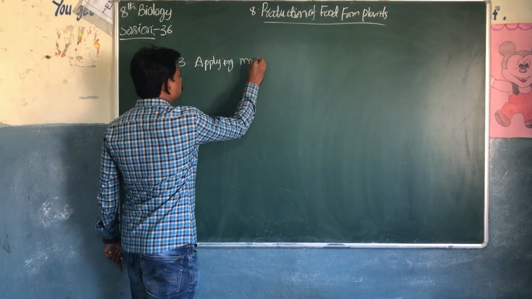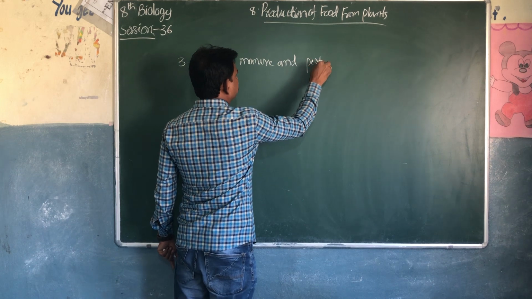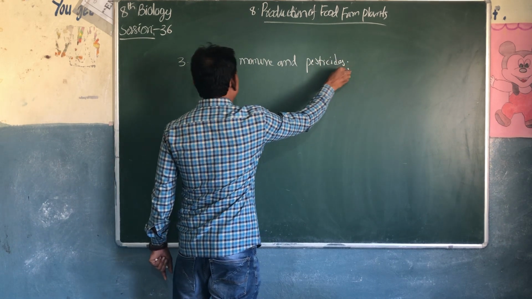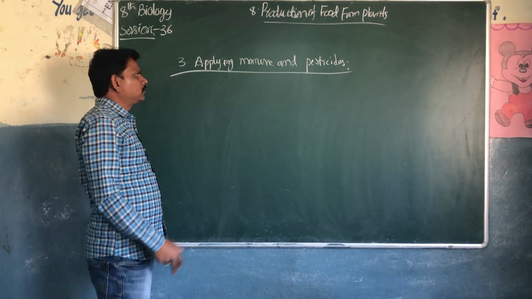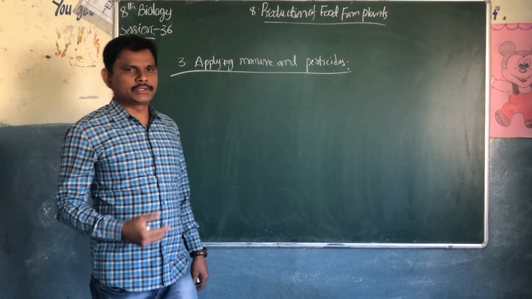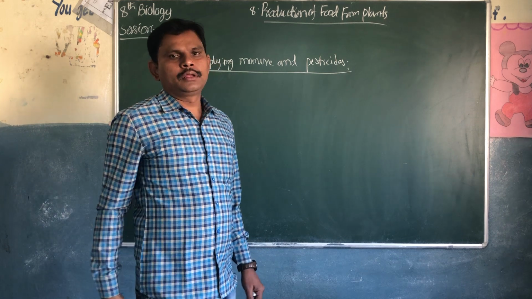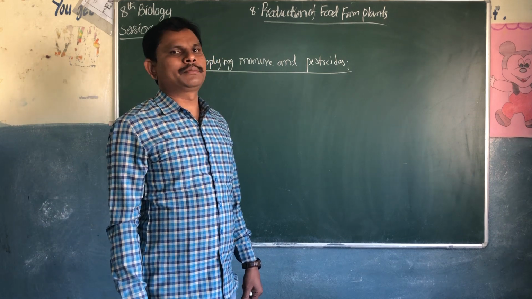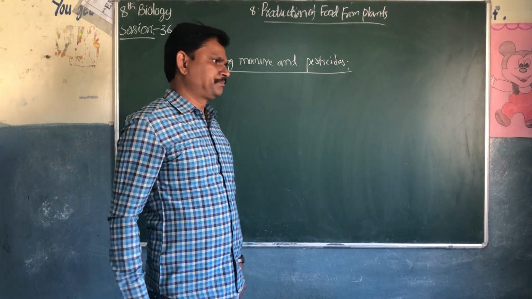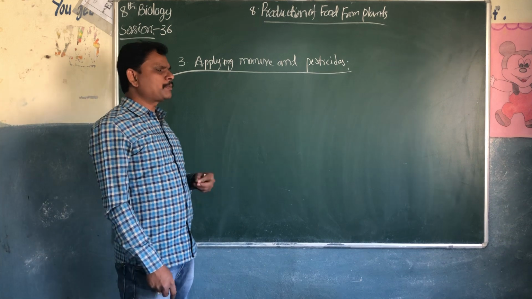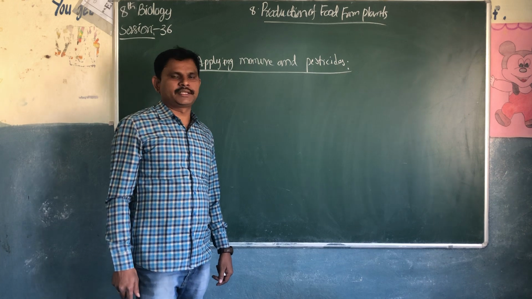Applying manure and pesticides. Along with the crops, while they are sowing the seeds, they will add some manures. They are very useful for the plants' growth, to strengthen the plants and to provide nutrition to the plants. Once the crops started growing, they will use different types of pesticides.